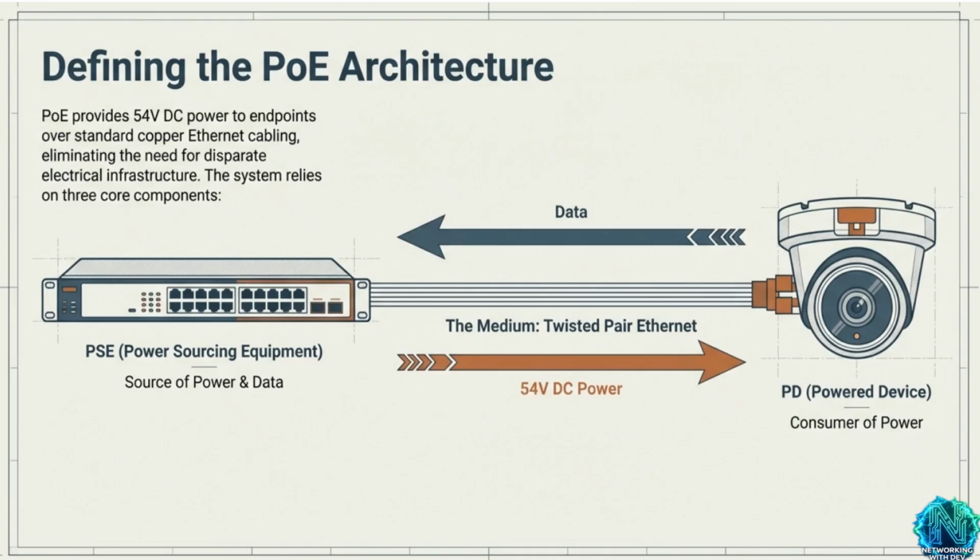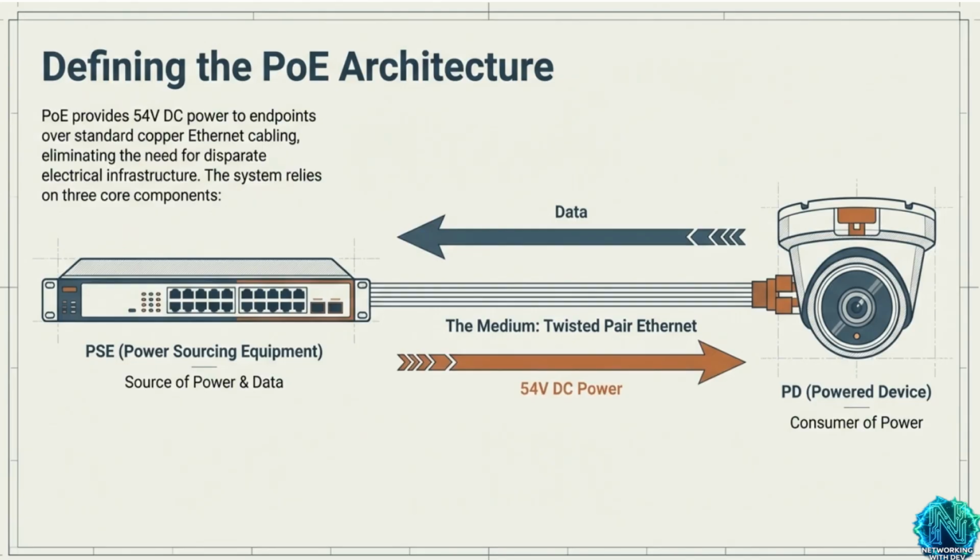To understand how we safely deliver 54 volts of DC power over a data line, we need to look at the three main players in a PoE system. First, we have the PSE, or power sourcing equipment. This is typically your network switch. It acts as the brain and the battery of the operation, providing both the source of data and the electrical power. Next is the medium, which, as we've established, is your standard twisted pair Ethernet cable.